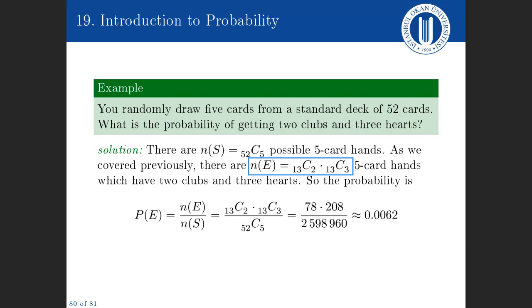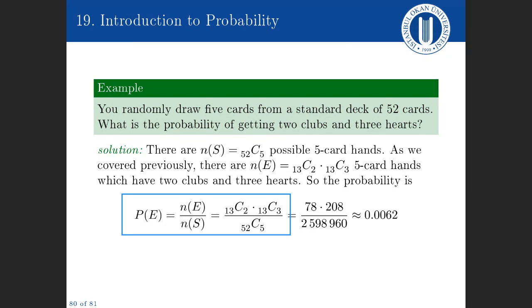We've already seen that there are 13 choose 2 multiplied by 13 choose 3 different ways to get 5 cards which have 2 clubs and 3 hearts. So what we're doing here is the number of elements in E divided by the number of elements in S. 13 C2 multiplied by 13 C3 divided by 52 C5.